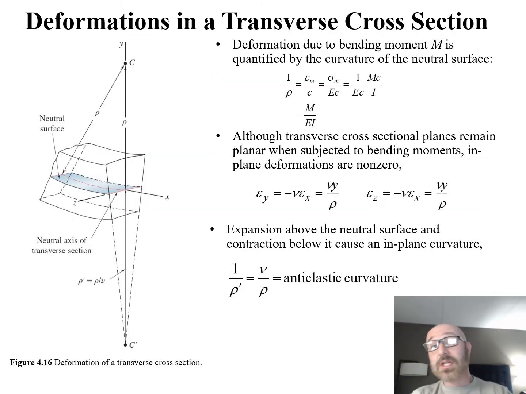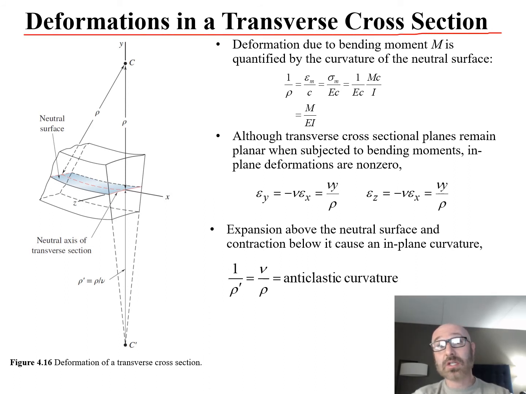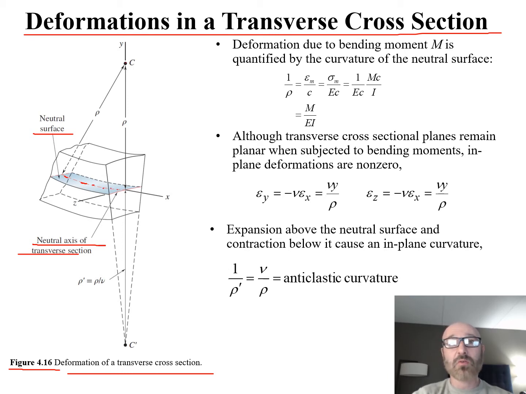The next section we're going to take a look at is deformation in transverse cross sections. Over here in our diagram in figure 4.16 we have deformation of a transverse cross section. We can see our neutral surface, and we can see the neutral axis of the transverse section with the red dotted line going right through the center. We can see there's our value for C. Here's our rho value.